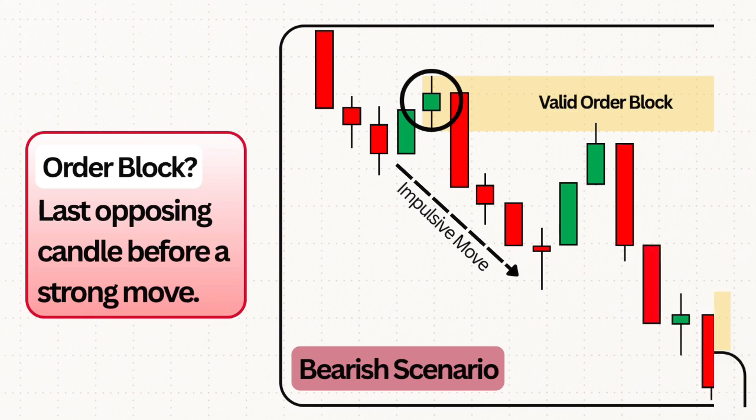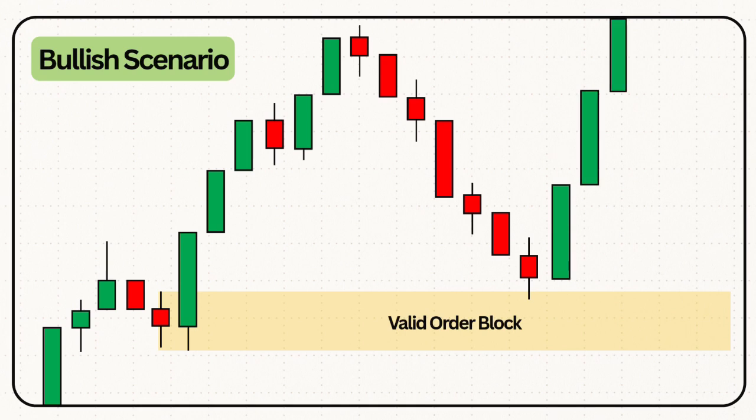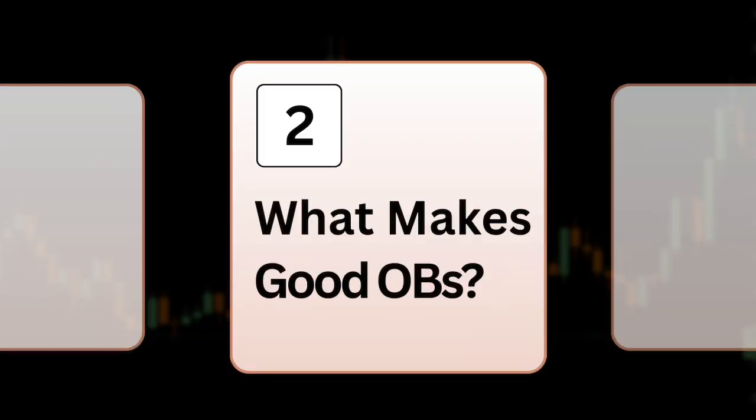And that's really the key idea here. Instead of chasing price after it already moved, you're waiting for price to come back to where the move started, because that's where the real interest was in the first place. Now the next question is, how do you actually spot a good order block on the charts? So let's go through some checklists to filter out for high probability ones.